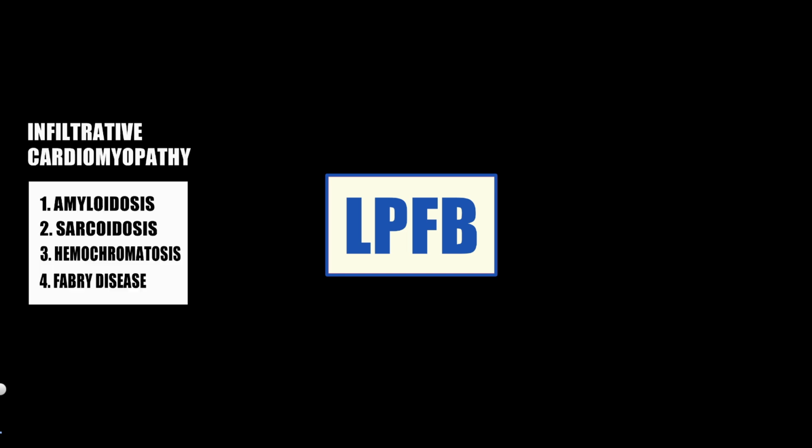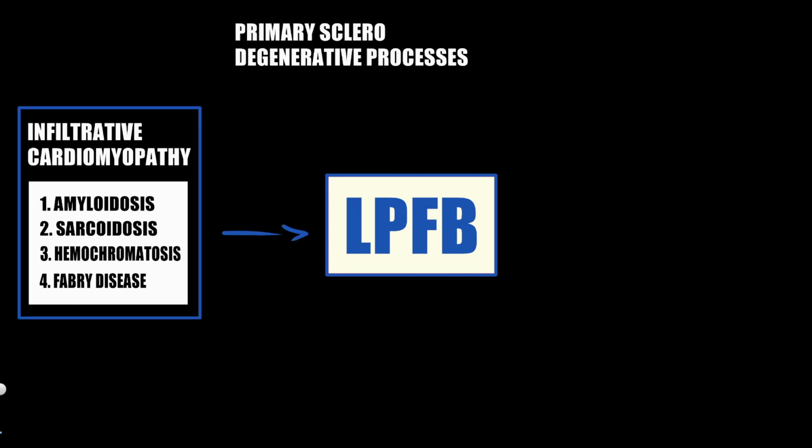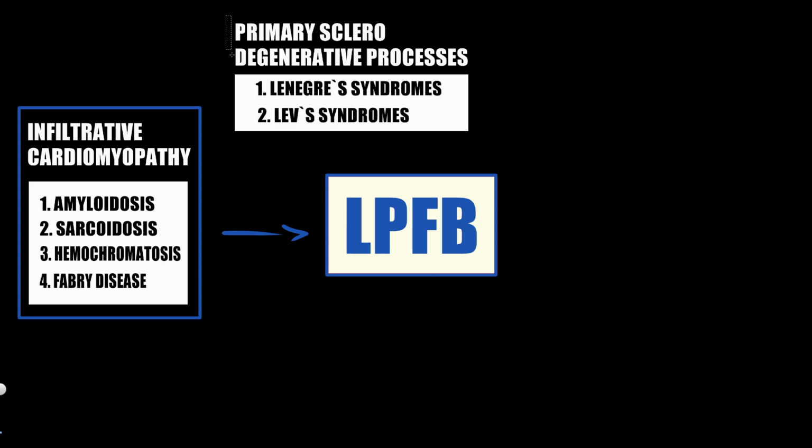Now let's describe the etiology of left posterior fascicular block. It can be caused by different infiltrative cardiomyopathies, which includes amyloidosis, sarcoidosis, and others. Another reason for left posterior fascicular block are Lenegre and Lev syndromes, which are associated with fibrosis and sometimes calcification of the proximal conduction system.